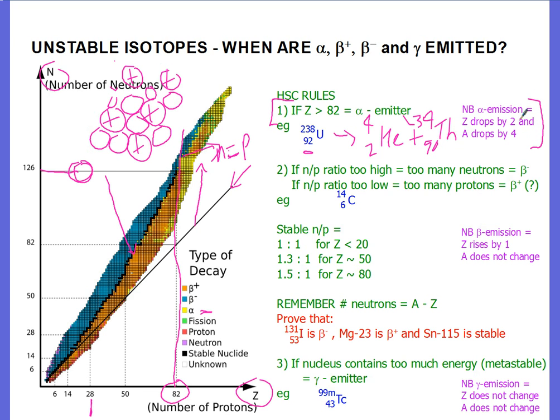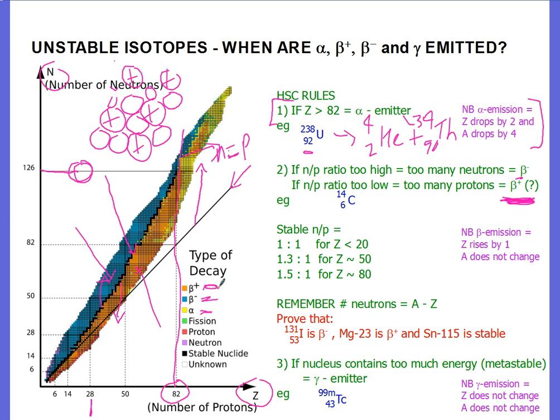Beta radiation. If you've got too many neutrons, or the neutron-proton ratio is too high, you're going to be a beta minus emitter. If you've got too low a neutron-to-proton ratio, which means too many protons, you'll be a beta plus emitter. That still hasn't shown up in the HSC. I'm not sure it's part of the course, but just in case, I'll let you know. That's represented by these blue and orange regions. The blue regions are above the line, too many neutrons, therefore beta minus emitters. The things below the line mean not enough neutrons or too many protons, therefore they're beta plus emitters.